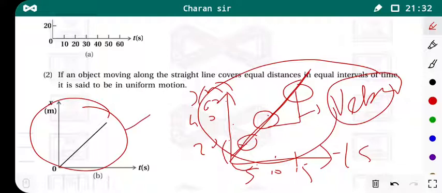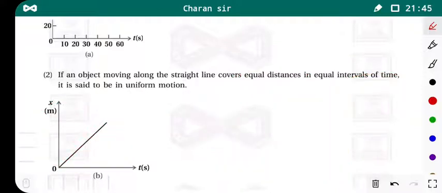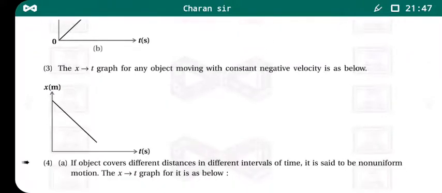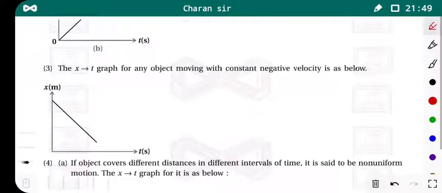So this is the graph for the object moving with constant velocity in the positive direction. How can we conclude this? The object is in the positive direction, so the position will increase with time. Okay, now similarly we can draw the graph of position versus time for the same constant velocity, but now in the negative direction.